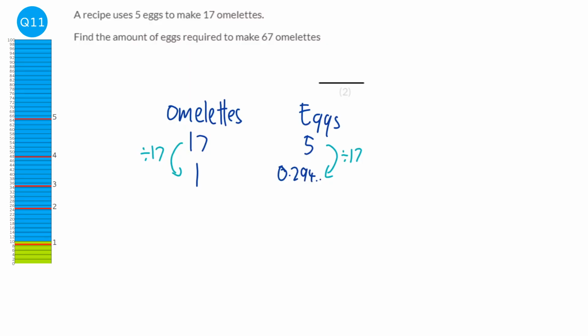Next we want to see how many for 67 omelettes. And to get to 67 from 1, it's times 67, so do that to the amount of eggs, and we get 19.705 blah blah blah. Now you can't get 0.705 of an egg. We always round with eggs, and we always round upwards, because if you need 19.7, 19 won't be enough, so we need to pick 20 eggs.